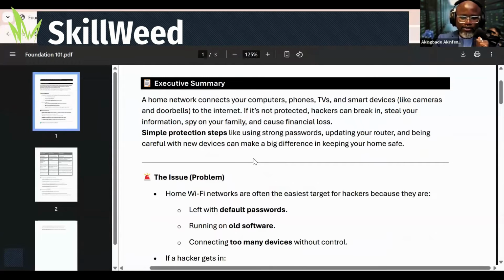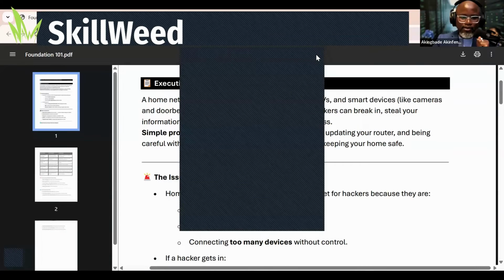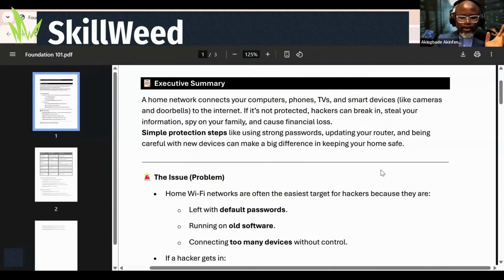Somebody said, I'm hotspotting on my mobile data. Okay. Love it. Let's think about it. What is the potential issue we can have? Remember again, your home network.